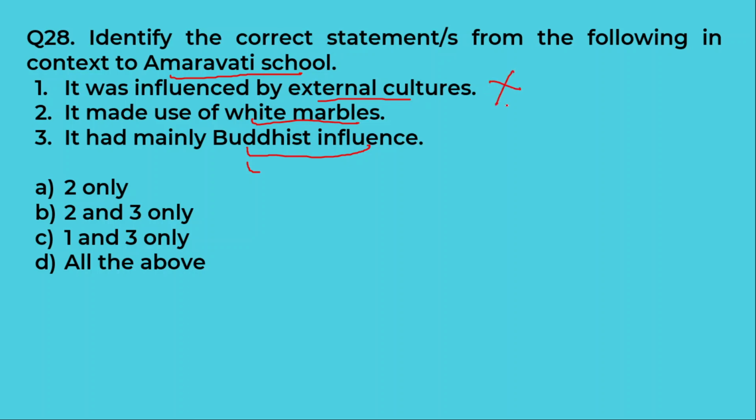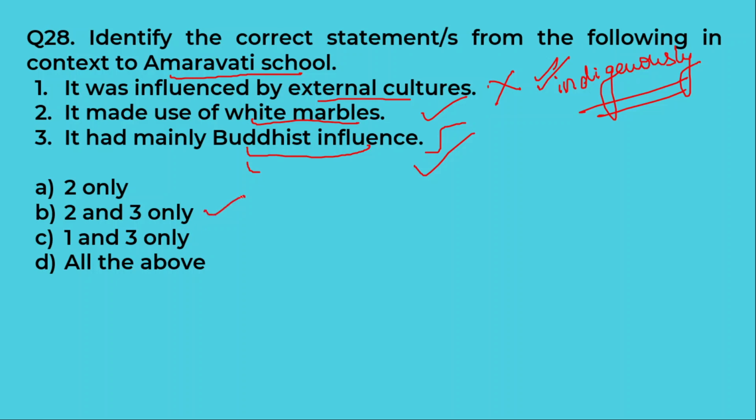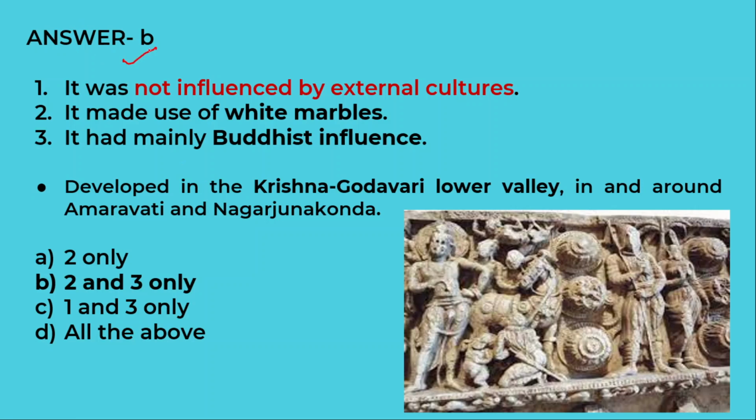The first statement is wrong because Amaravati school was also indigenously developed. It did not have any influence of external culture. It was totally indigenously developed. So first statement is wrong. Second is correct: Amaravati school made use of white marbles, and the third is also correct as it had mainly Buddhist influence. So statements 2 and 3 are correct. That means option B is the correct answer. As I told you, it was not influenced by external cultures but had white marbles and Buddhist influence. Also, it developed in the Krishna Godavari lower valley, that is in and around Amaravati and Nagarjuna Konda. So 2 and 3 only, B option, is the correct answer.